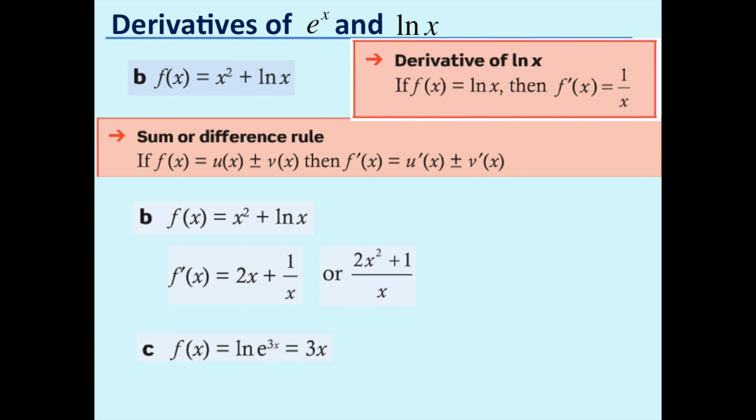The final function, part C, f(x) equals ln e to the 3x. Well, here we should remember from the unit on logs that if we have ln of e to the 3x, in effect these cancel out and you're just left with 3x, which we can therefore differentiate to get 3.